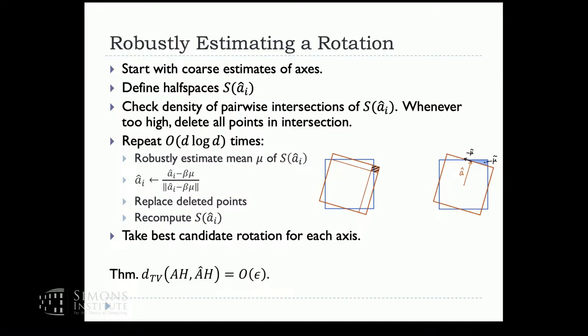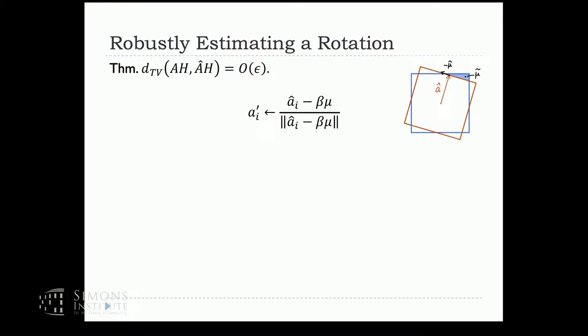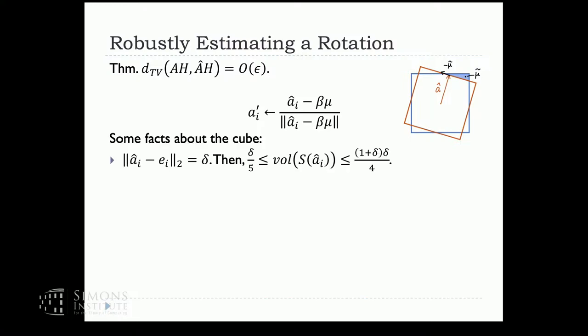Now, underlying this are a couple of lemmas. I'll just describe them. That's the theorem. That's the update. And the geometric facts we'll use are actually specific to the cube. So one of the open problems will be to try to do this in more general product distributions. We don't know how to do this. I really use properties of the hypercube.